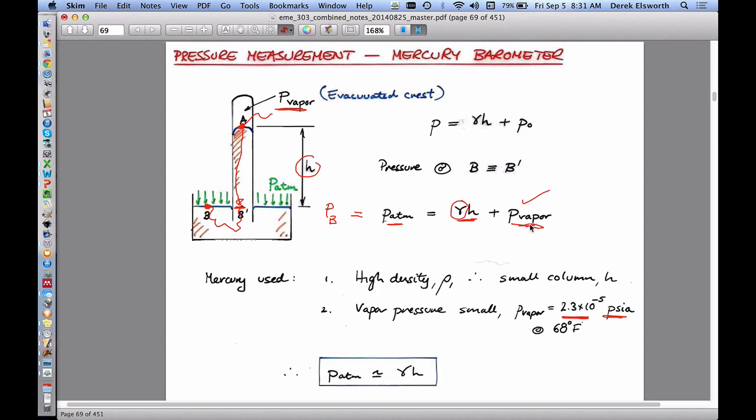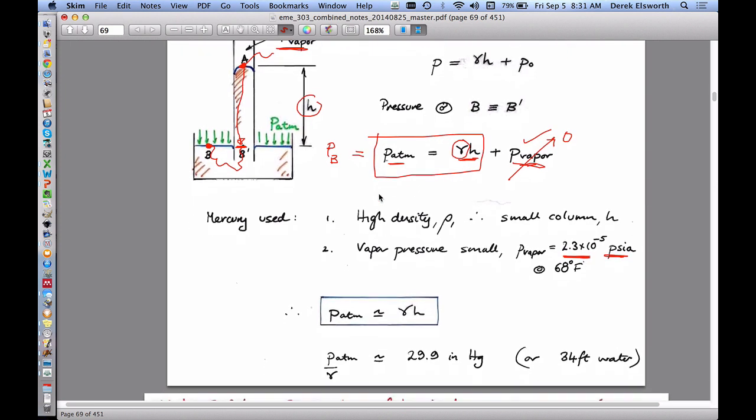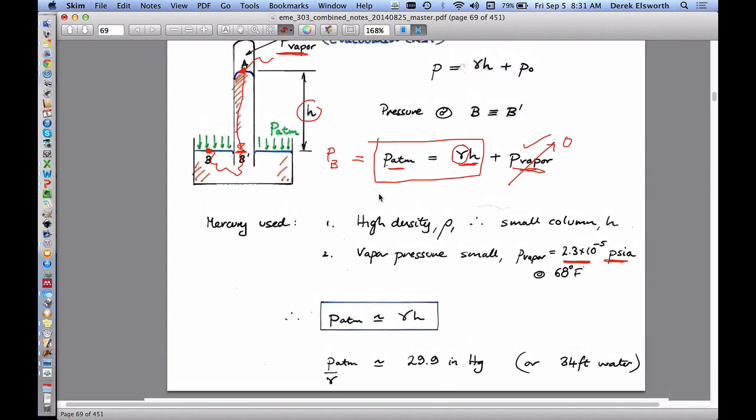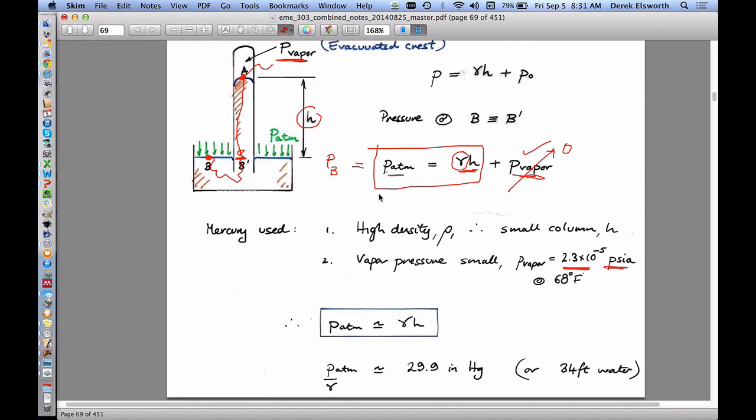And so we just set this equal to 0, and we have this relationship here, which allows us to calculate barometric pressure. And it's something that's been used to define behavior. And it turns out to be something like 30 inches of mercury, or 744 millimeters. That doesn't sound right. That is about right, right? Yeah, almost a meter.